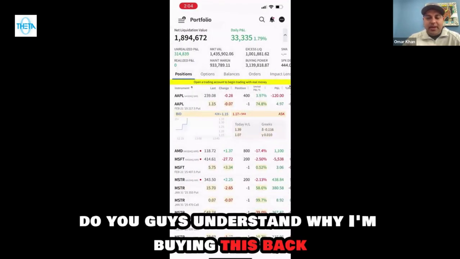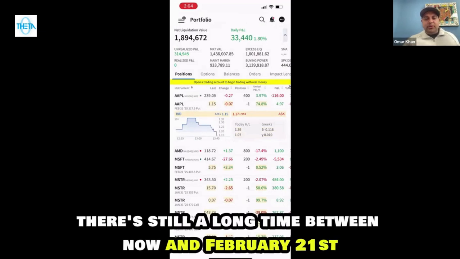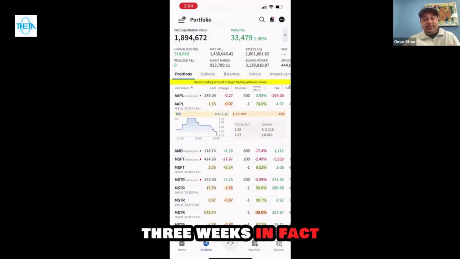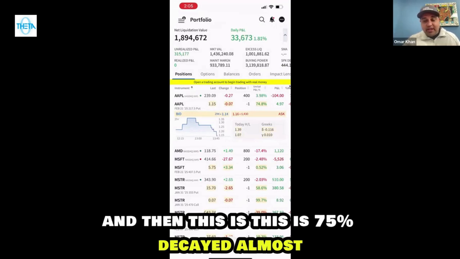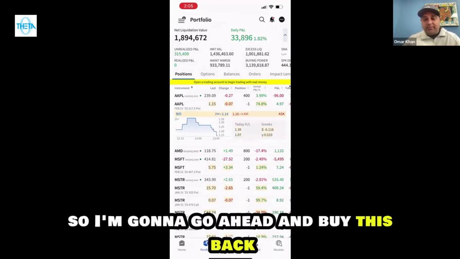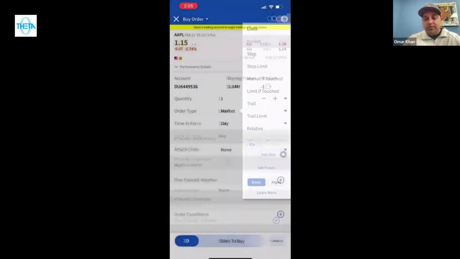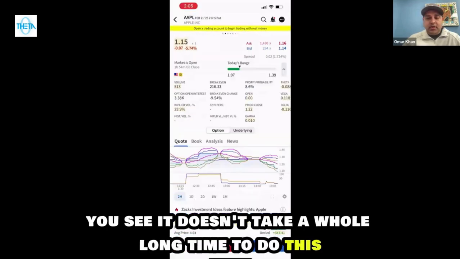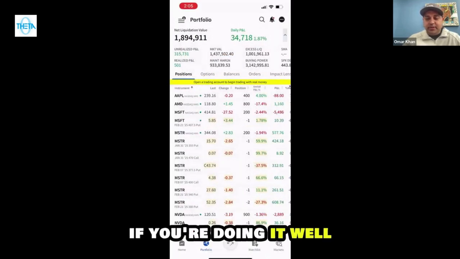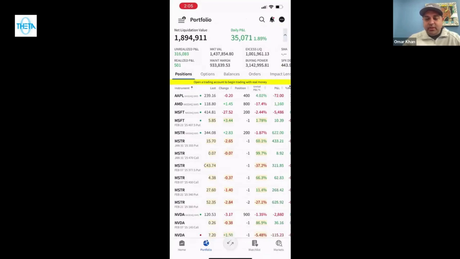Do you guys understand why I'm buying this back? There's still a long time between now and February 21st. 3 weeks, in fact. And this is 75% decayed almost. So I'm going to go ahead and buy this back. You see, it doesn't take a whole long time to do this if you're doing it well.